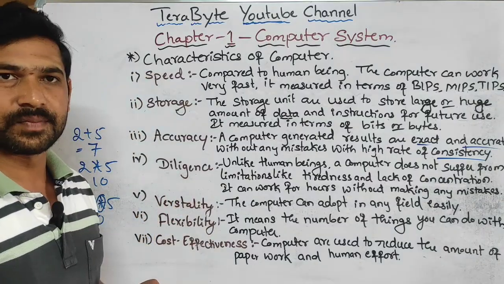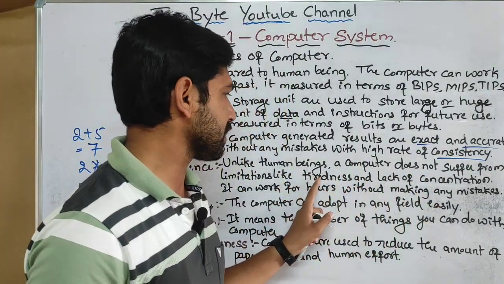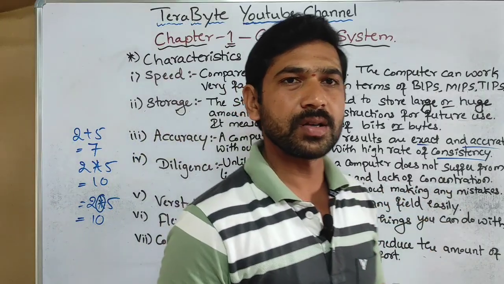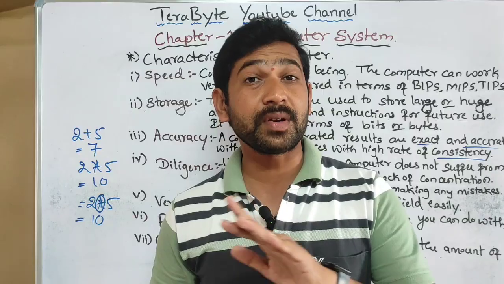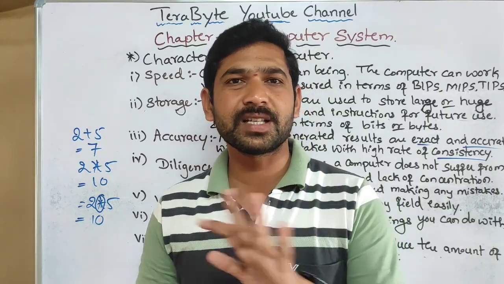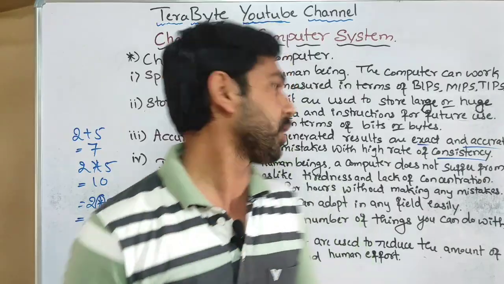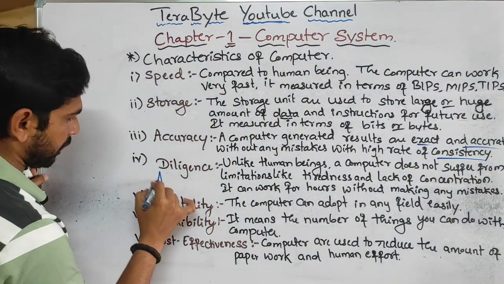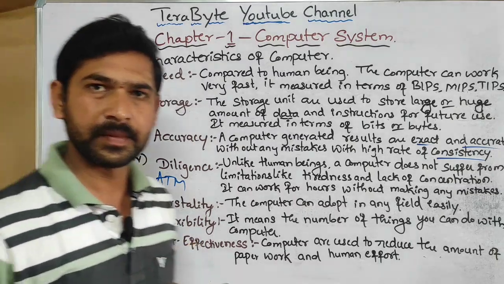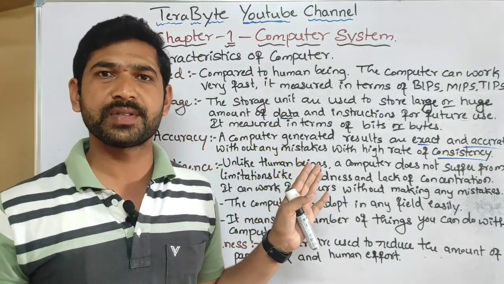Next, diligence. Unlike human beings, a computer does not suffer from limitations like tiredness and lack of concentration. It means even if the computer works 24/7, it never gets tired and its concentration never gets spoiled. It can work hours to hours without making any mistakes. Okay, for example, an ATM machine. ATM machine is the best example for a computer. It can work 24/7.